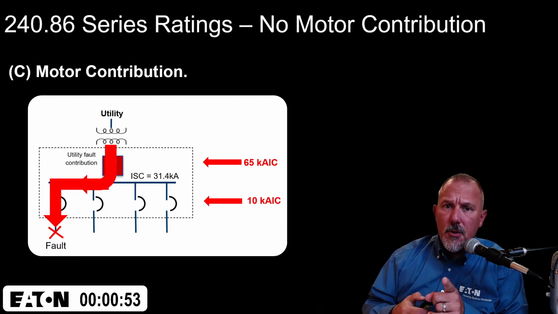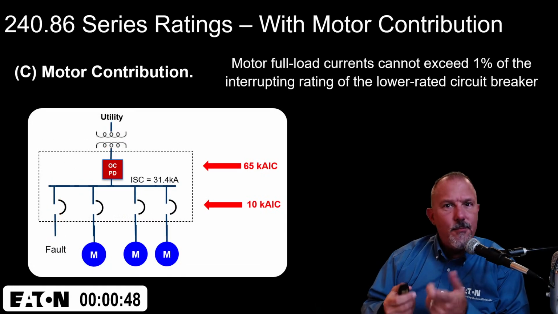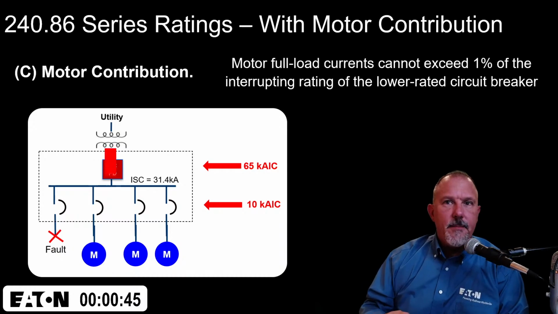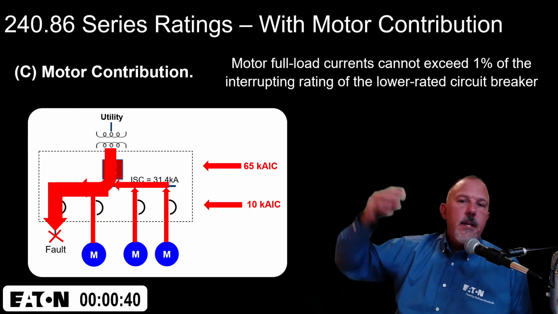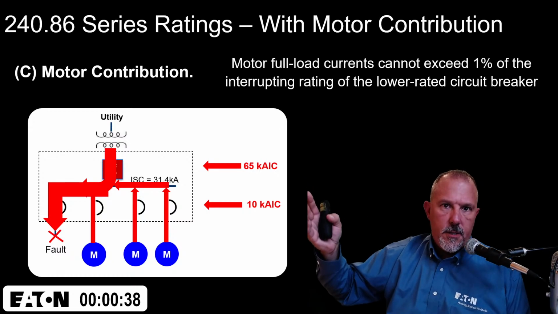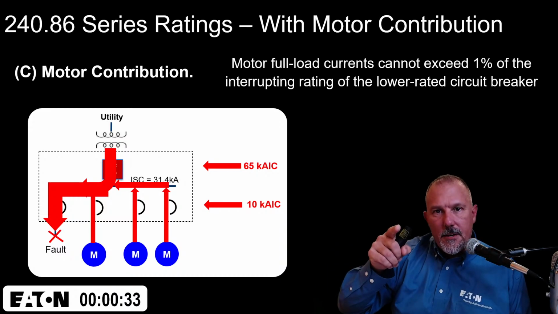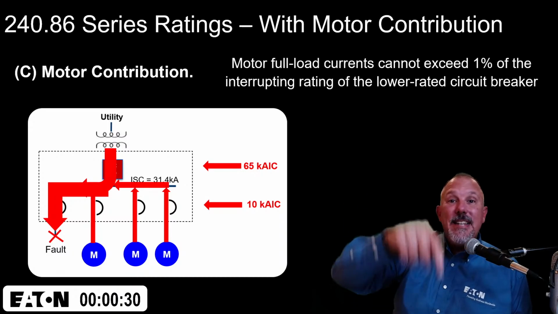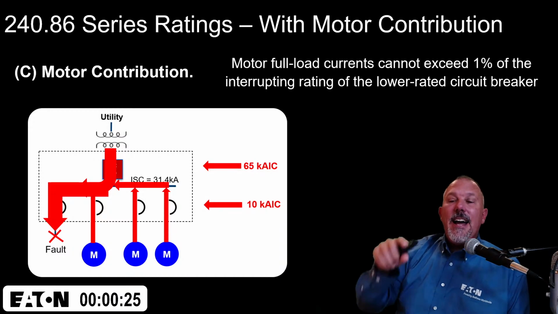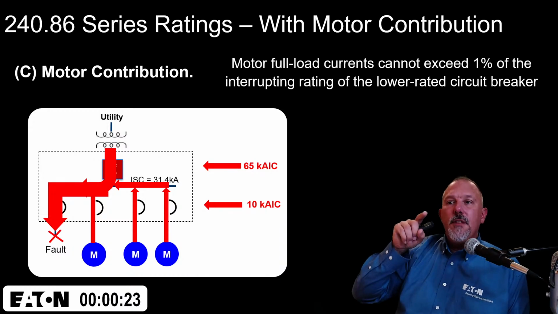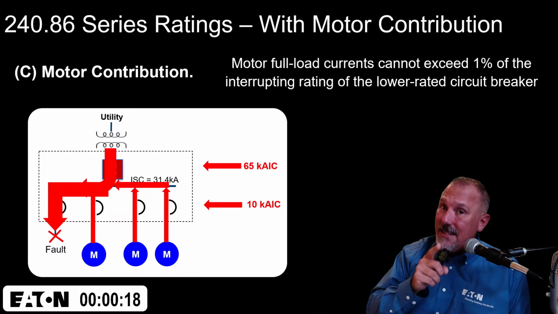What happens when I add motor contribution downstream? Here's what happens. I've got the fault current coming from the upstream. It could be a utility. It could just be somewhere upstream in the power distribution system. I have motor contribution that doesn't go through the upstream circuit breaker. Where does it go? It goes through the downstream circuit breaker. So in the case of downstream motor contribution, I have more fault current going through the downstream circuit breaker than I have going through the upstream circuit breaker. That is not how I test it.